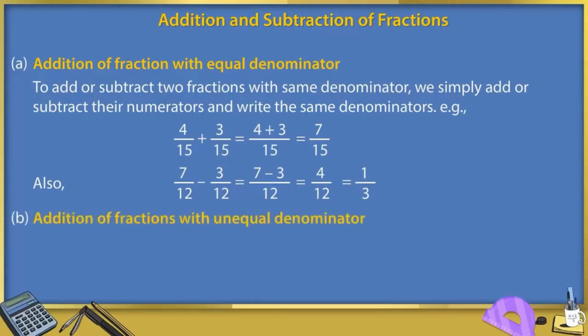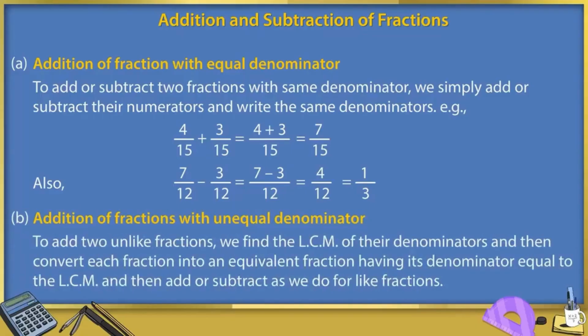B. Addition of fractions with unequal denominator. To add two unlike fractions, we find the LCM of their denominators and then convert each fraction into an equivalent fraction having its denominator equal to the LCM and then add or subtract as we do for like fractions.